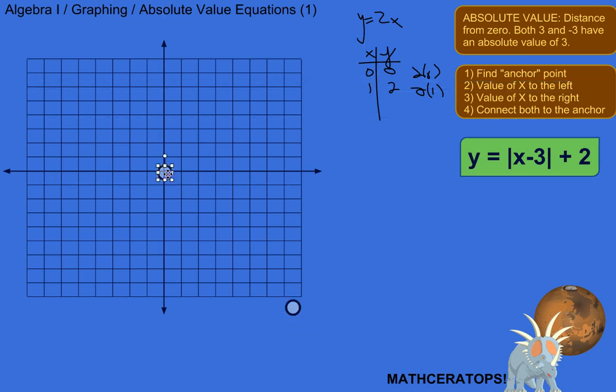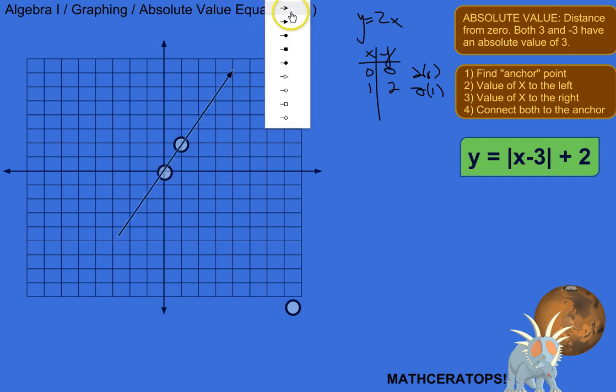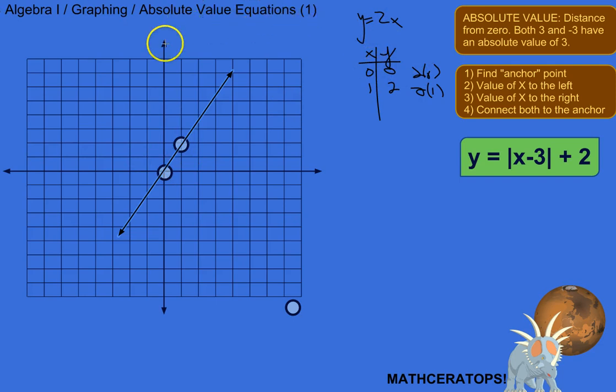0, 0 would be there. And 1, 2, x is 1, y is 2 would be there. And then you could just connect them with a line like that. Put arrows on the end of your line to show that it goes on forever. And then you're done. Right? So all you really need to graph your typical linear equation is 2 points, right? Because a line connects 2 points.